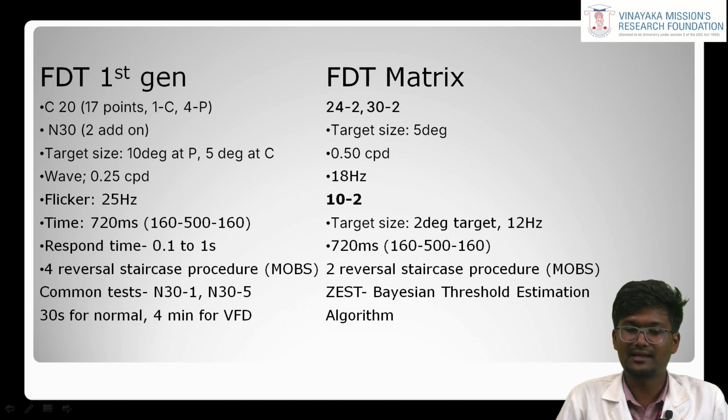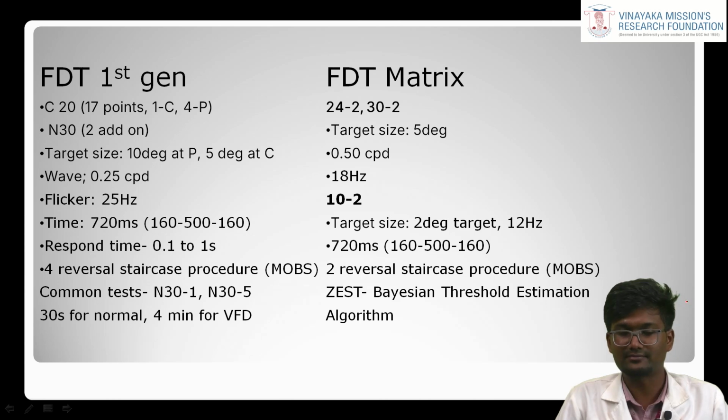Similar to the staircase procedure in white on white perimetry, it uses MOBS technology. The common test strategies are N30-1 and N30-5. The test duration for first generation FDT is 30 seconds for a normal person and 4 minutes for a patient having a visual field defect.